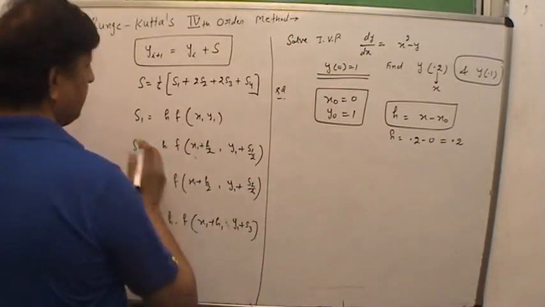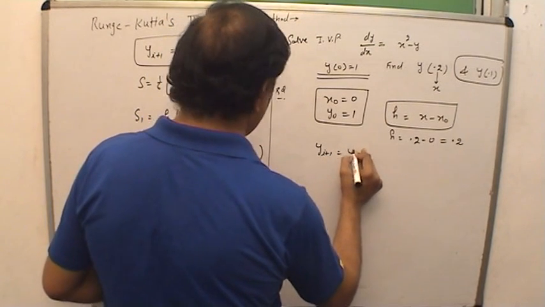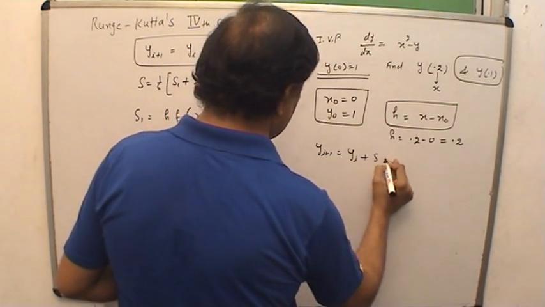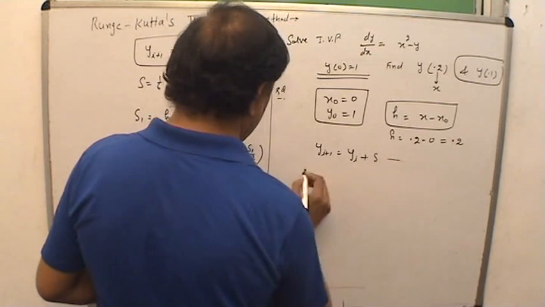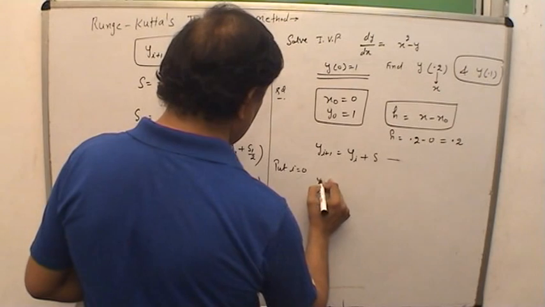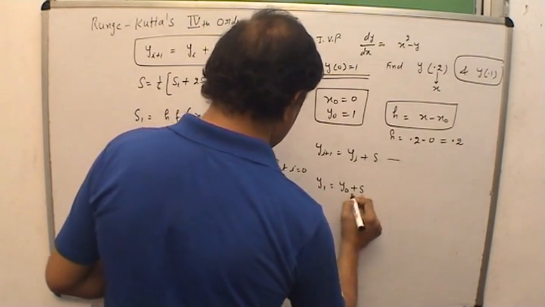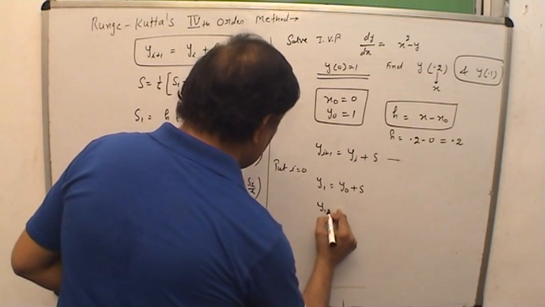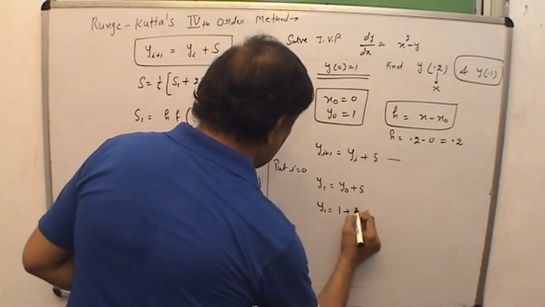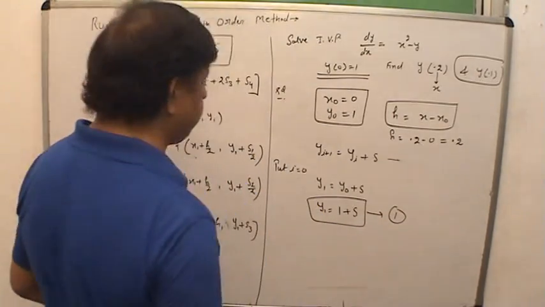Here is the main formula for the Runge-Kutta method: y(i+1) is equal to y(i) plus s. Put i is equal to 0, we get y1 is equal to y0 plus s, or we can say y1 is equal to 1 plus s. Take it as number 1. Now we look for s.